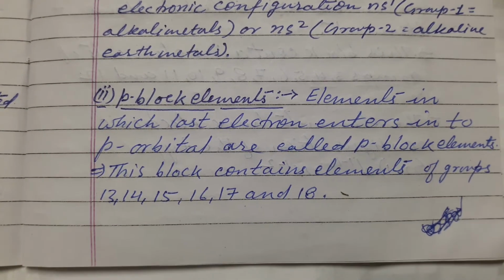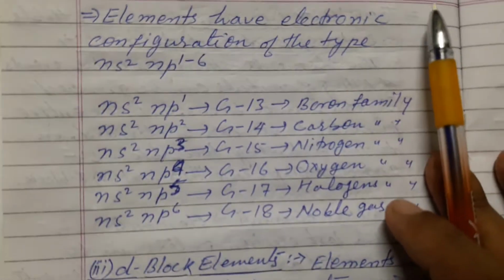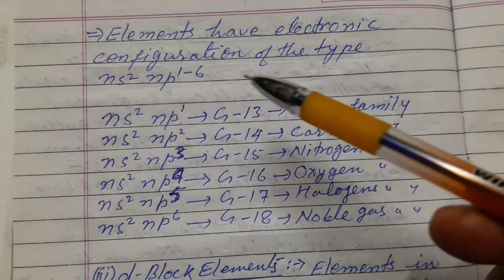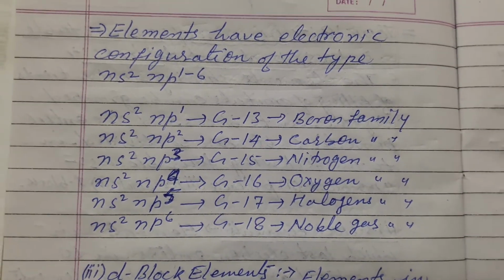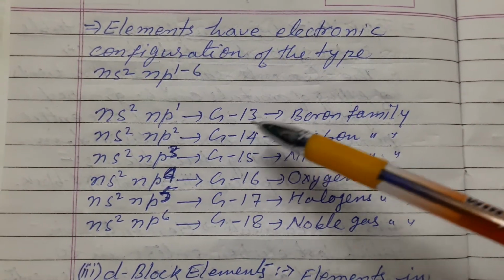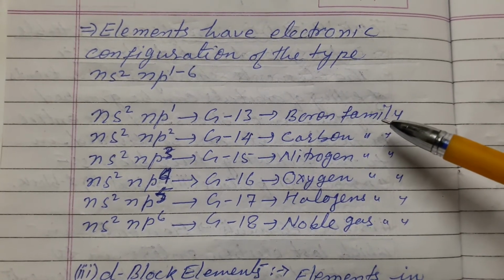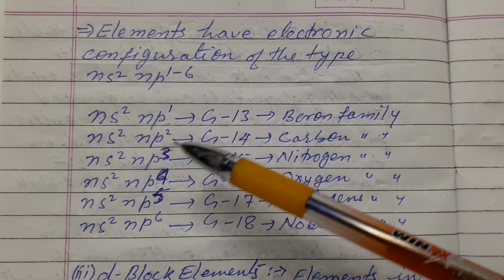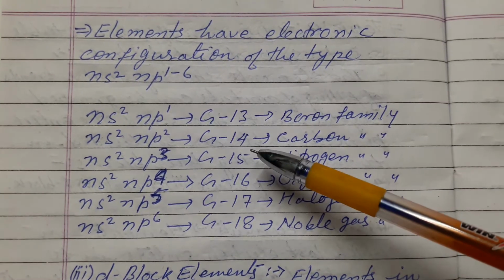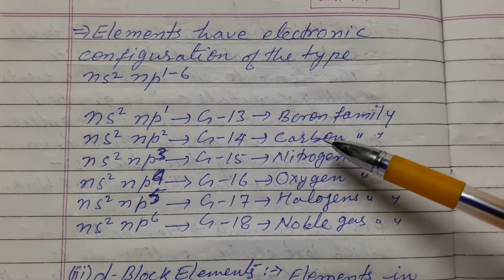After that, these elements have electronic configuration of the type ns2 np1 to 6. If ns2 np1, then group will be 13 and known as boron family, because the first element of this group is boron. If ns2 np2, then group will be 14. This is called carbon family, because carbon is the first element of this group.